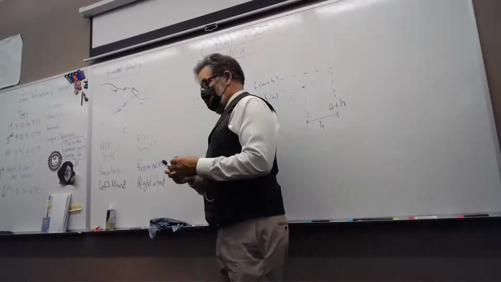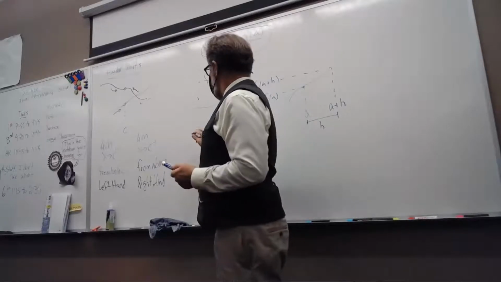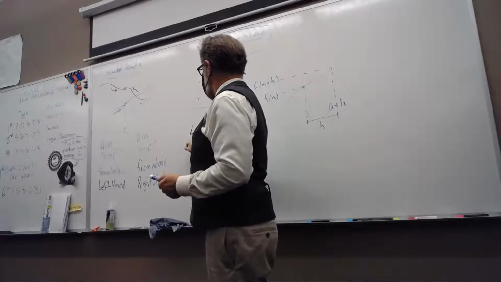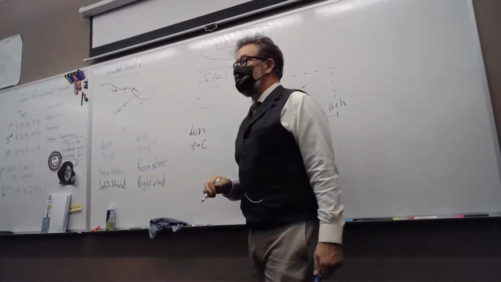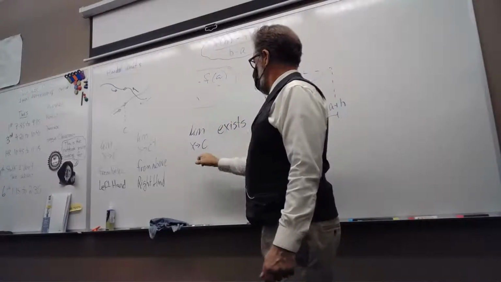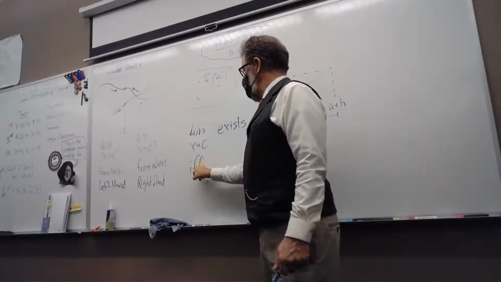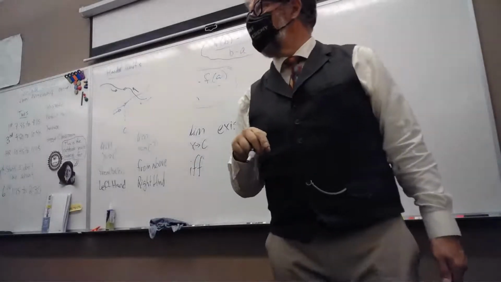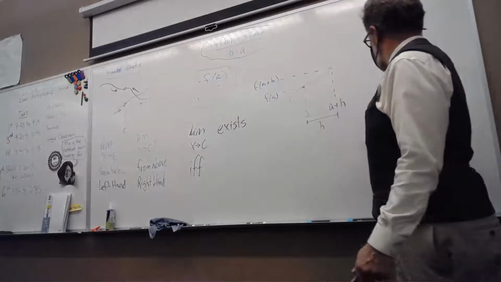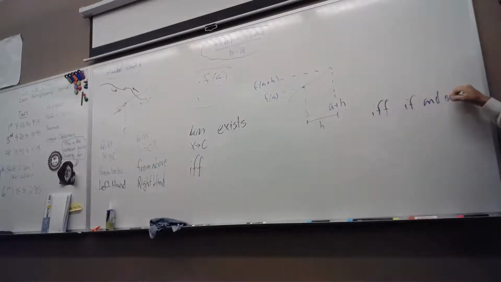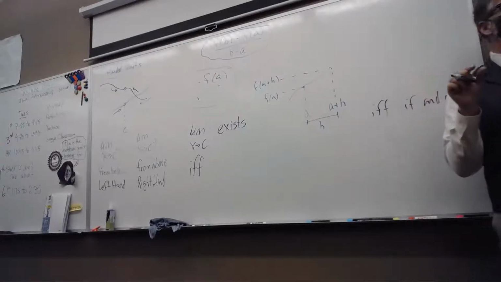Final thing you need to know is that the limit as x approaches c exists if and only if. There's notation you've probably never seen before. This means if and only if. It's a very exclusive meaning.